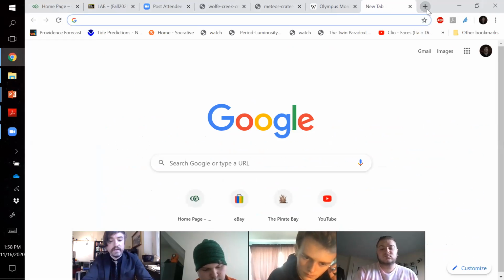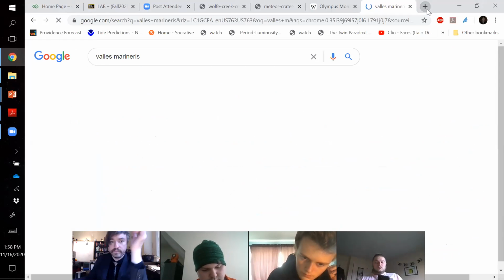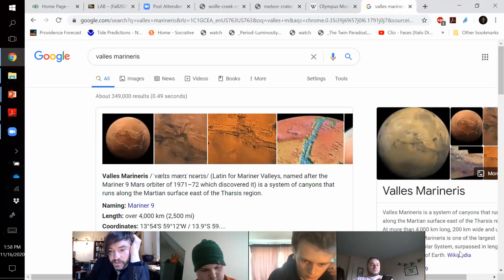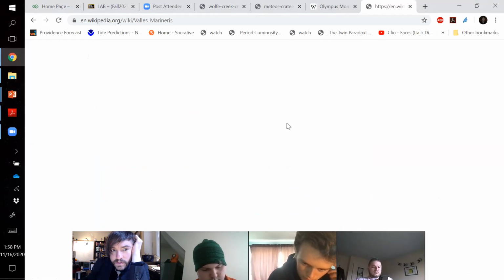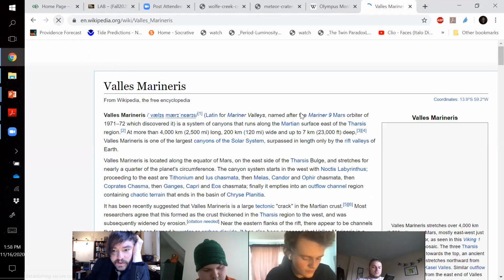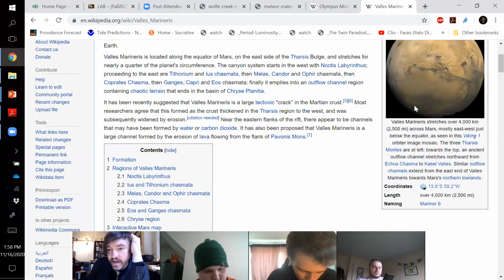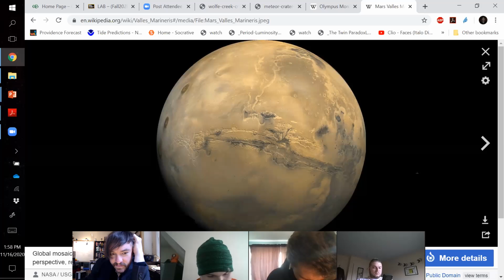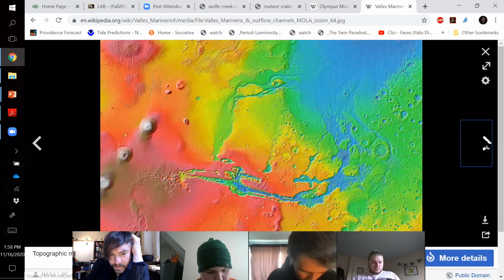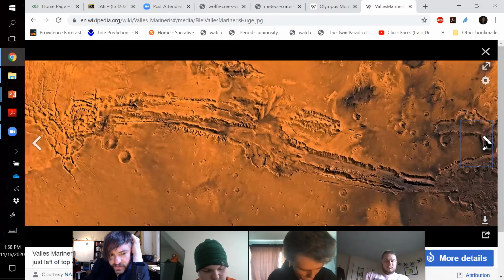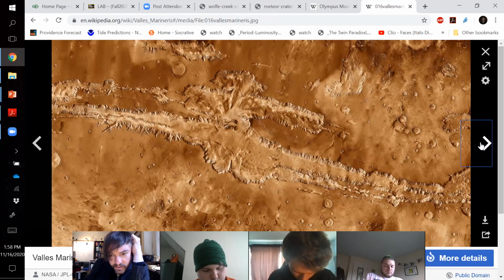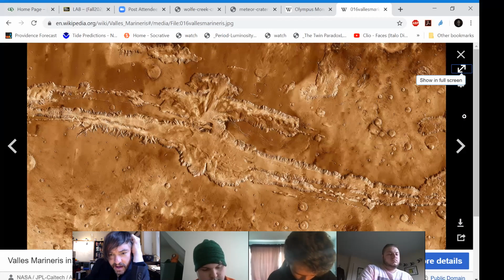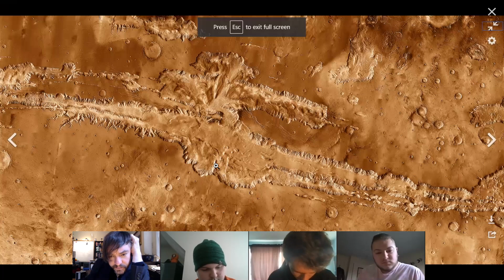Let's see if we can find one on the wiki, or there's one somewhere. By the way, the Valles Marineris is so big, it almost covers like a third of the surface of Mars as seen from space. Look at that stupid thing. This is a picture in true color. It can be a little difficult to see what's going on. This one has sort of highlighted topography differences.